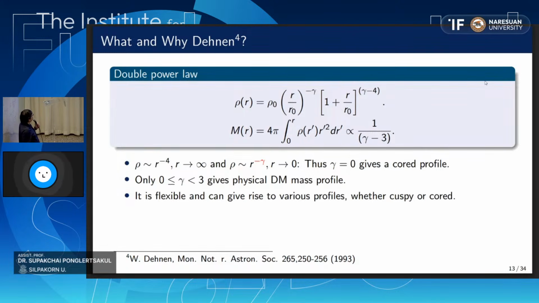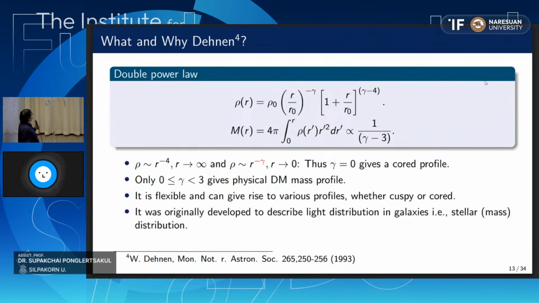This is the Dehnen-type profile I'm talking about, and the reason people became interested in the Dehnen profile is that it's very flexible. The only exception is you cannot set gamma to be 3, but other than that it can be any number. Historically speaking, the Dehnen profile was developed by Dehnen, that's the name of the author, and it was proposed to explain how light is distributed in galaxies.